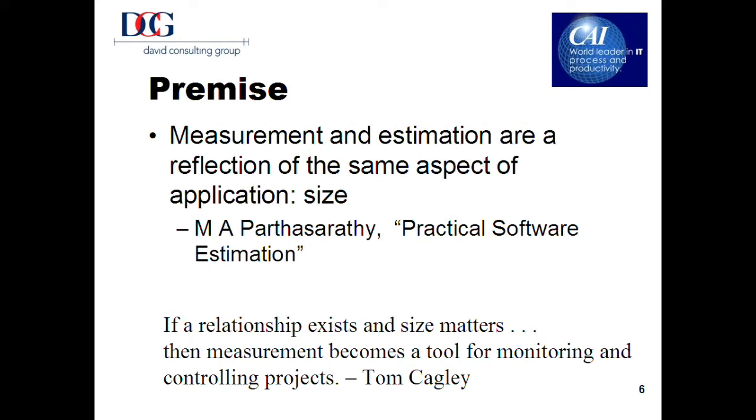Measure twice, implement once would be just a nice catchphrase if it wasn't a linkage between what's predicted and measured and what is measured and delivered. I recently read a book by a gentleman named M.A. Parthasarathy. He's the author of a book called Practical Software Estimation. Great book, by the way. And he drew out this link when he recently appeared on the Software Process and Measurement podcast.